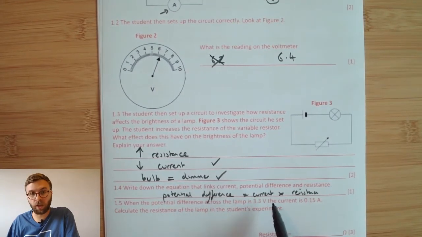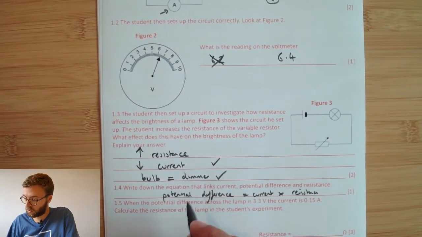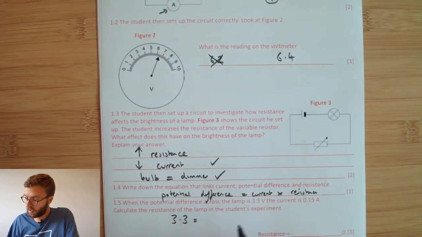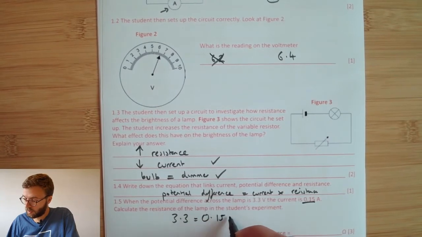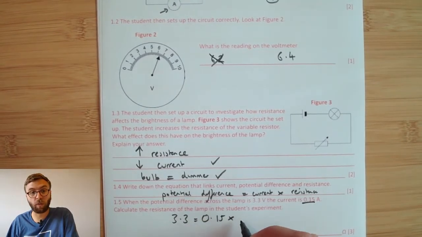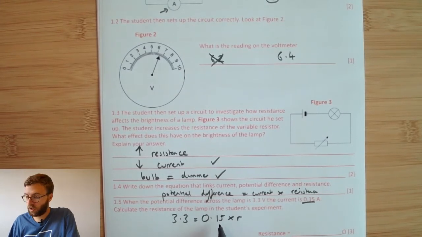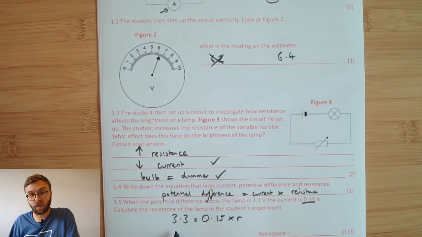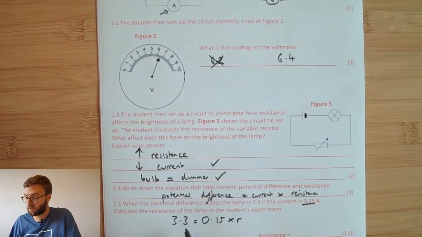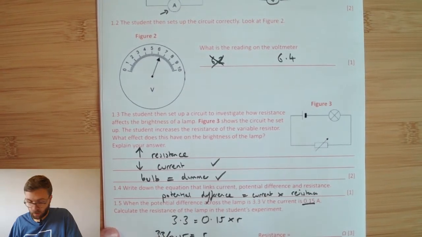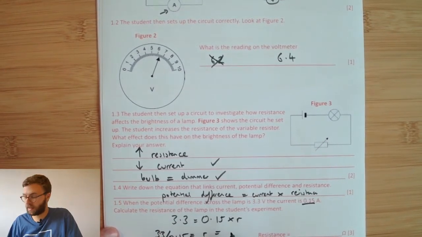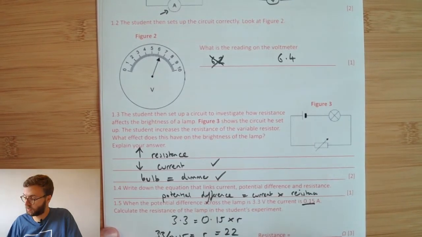So we're going to use the equation above. The potential difference in voltage is 3.3 equals the current, which is 0.15 amps, multiplied by resistance, which is what we're looking for, I'm going to call R. To rearrange this equation, we want to bring the 0.15 over to this side. So we're going to do the opposite. So instead of multiplying by 0.15, we'll do 3.3 divided by 0.15 to give us our resistance. Working that out on a calculator gives us 22 ohms.